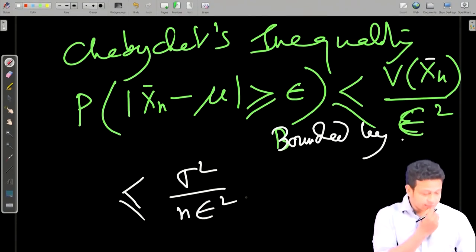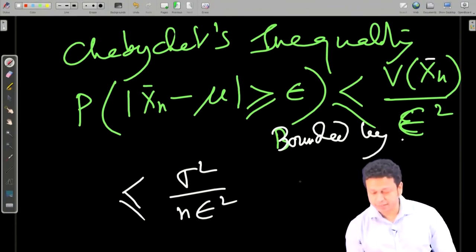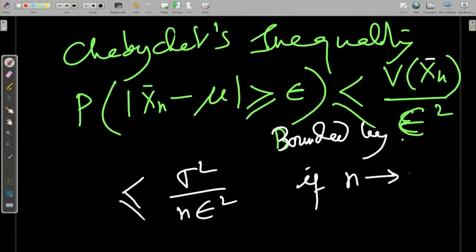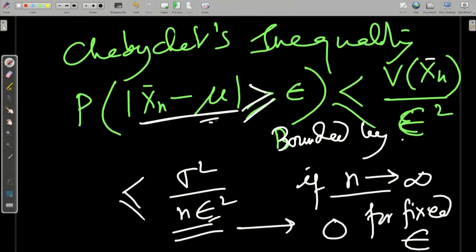Now, if n goes to infinity, this value is going to go to 0, for fixed epsilon. Now, this is basically the idea. If you have a very large n, the probability that x n bar is away from mu by a value higher than epsilon is actually 0. So, that means that x n bar is going to be pretty close to my mu. So, that is basically the idea of the law of large numbers.